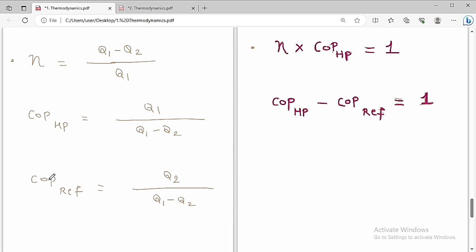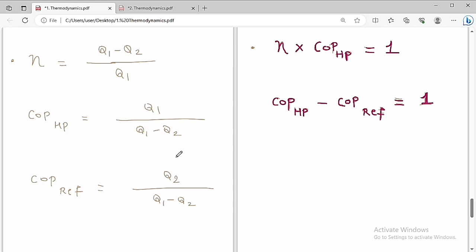Similarly, the coefficient of performance of the refrigerator is the ratio of the desired cooling effect by the work. Work is nothing but Q1 minus Q2. For the refrigerator, what is the desired effect? Cooling effect. Out of Q1 and Q2, Q2 is having the lower temperature, so you have to put the Q2. That is a very simple thing. For heat pump, the desired effect is higher temperature. For refrigerator, the desired effect is less temperature. So Q1 is having higher temperature, so keep here Q1. Q2 is having lesser temperature, so keep here Q2. These are things you need to keep in your mind.